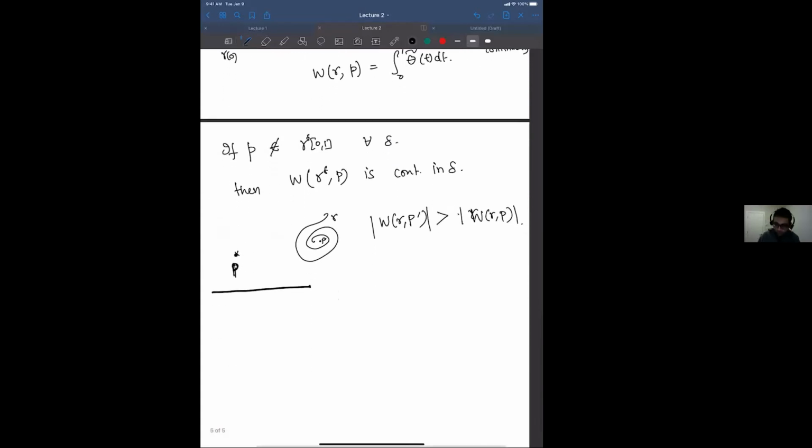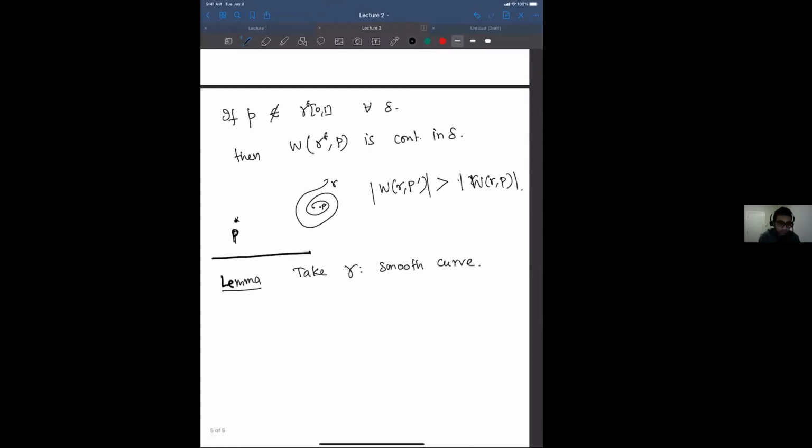So we need a lemma, which is kind of an elementary lemma, which says the following. So if you take gamma which is a smooth curve, okay, then the intrinsic winding of gamma, so again, it's defined on 0, 1 to R, then the intrinsic winding of gamma is actually the sum of the windings seen from its endpoints.